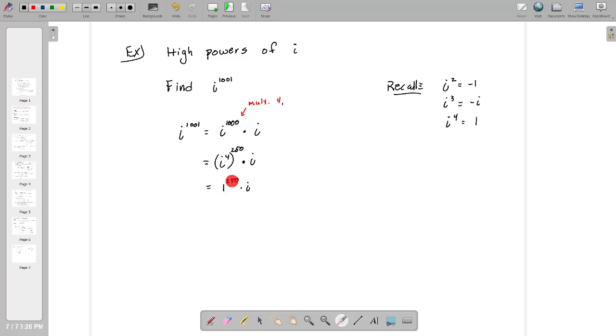Now, 1 to the 250th power, all that means is 1 times 1, 250 times. And we can come up with that multiplication pretty easily because 1 is the multiplicative identity. It doesn't change anything when you multiply by 1. So if I multiply 1 by itself 250 times, it doesn't change anything. I'm left with 1. And then 1 times i is, of course, i. So i to the 1001 power reduces to i to the 1st power.